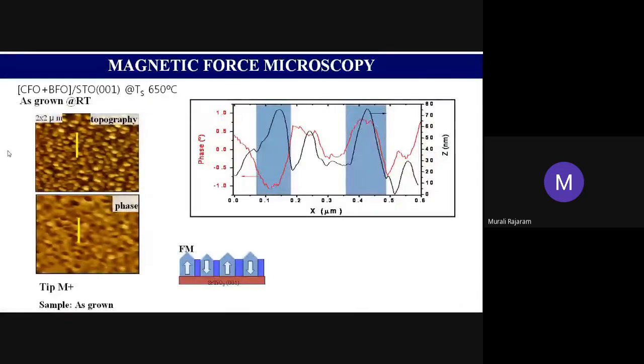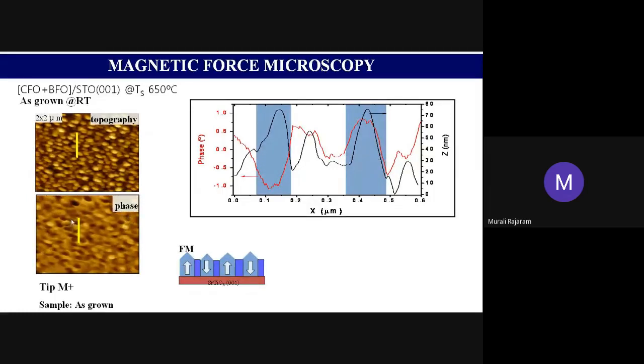This is one of the very important and sophisticated measurements. Okay, so this is an MFM image of our as-grown sample at room temperature. This is 2 by 2 micron. This is the morphology of the surface. You can see a lot of grains, cobalt ferrite grains, which are all magnetic. And then this is the phase image, which is the MFM image.